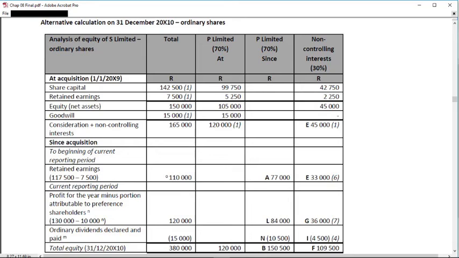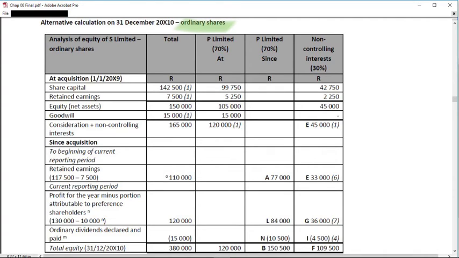Right, so what I'd like to show you now is the analysis of equity. And the good news is all the hard work has now been done because we've discussed all the movements in equity of S on the timeline. I only want to show you now how that will be reflected in the analysis of equity. And the moment you have preference shares in the subsidiary's equity, there will be a preference share analysis as well. But the first one we look at now is the analysis of equity in the ordinary shares of the subsidiary.